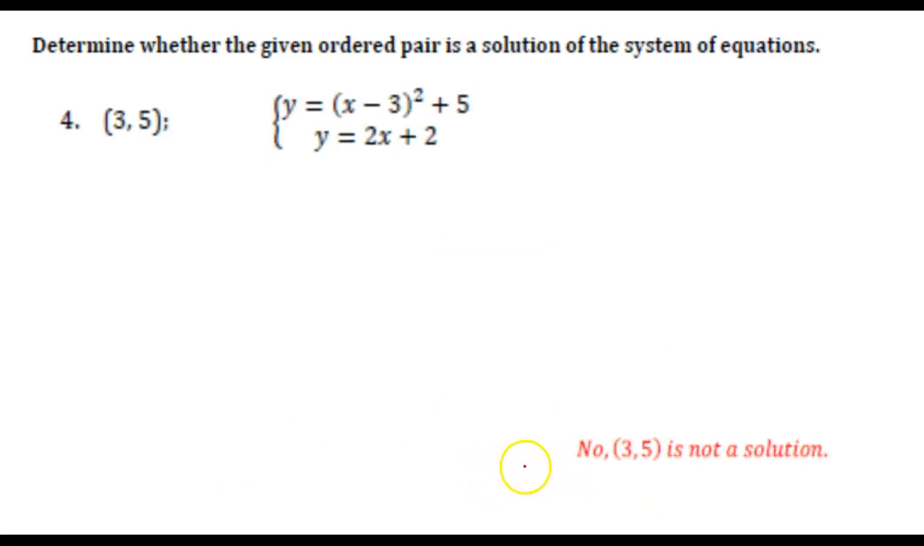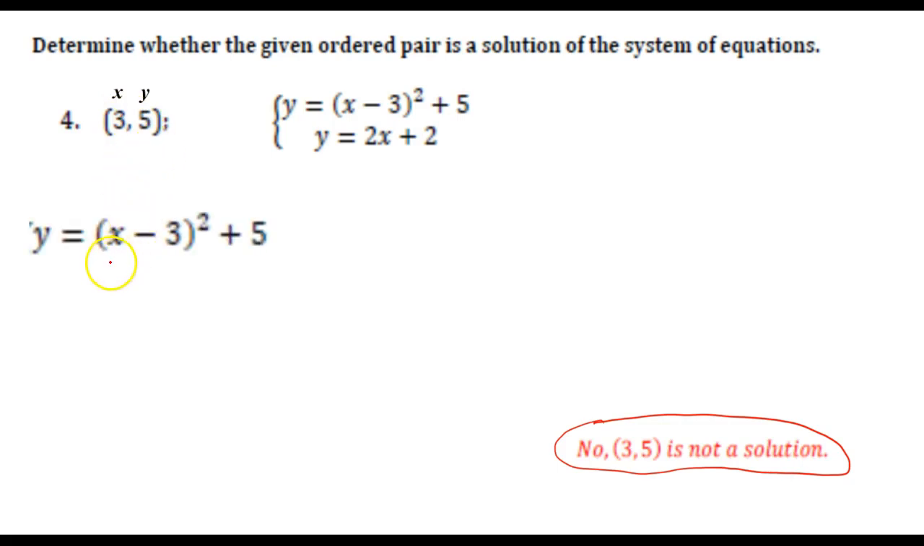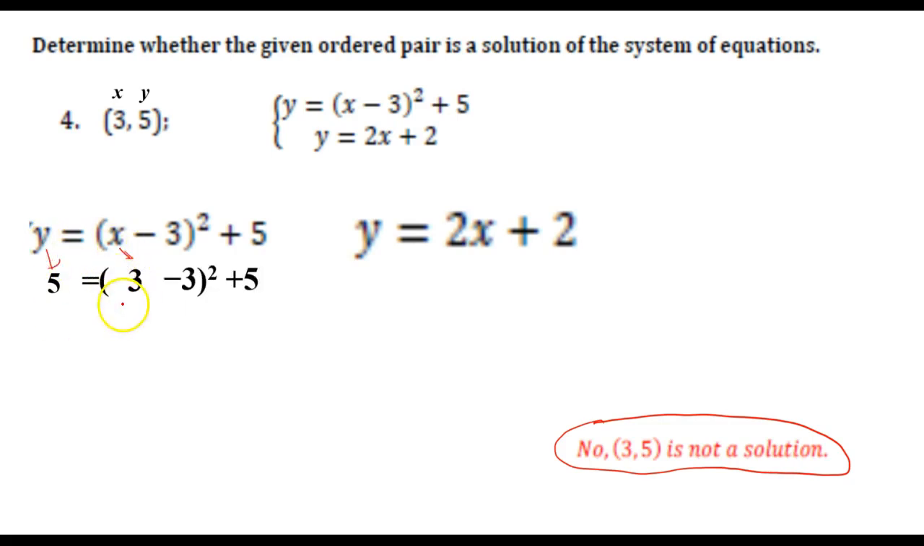Let's try the next one. Yes, I'm giving it away. It is going to not be a solution, but go ahead and just work this out. Try it out. Maybe I'm wrong. All right, label x and y. So that would be, instead of y and x, we'll write in 5 and 3. All right, let's work that out.